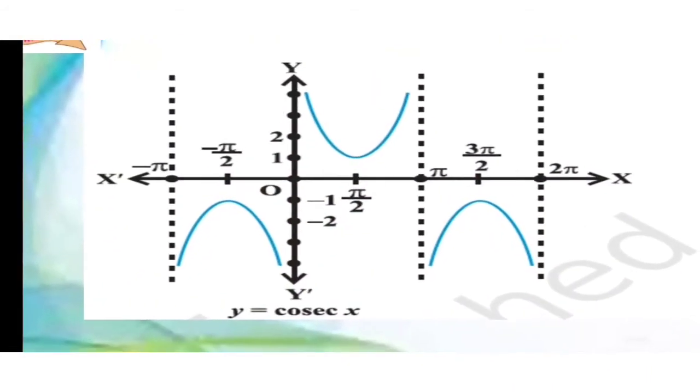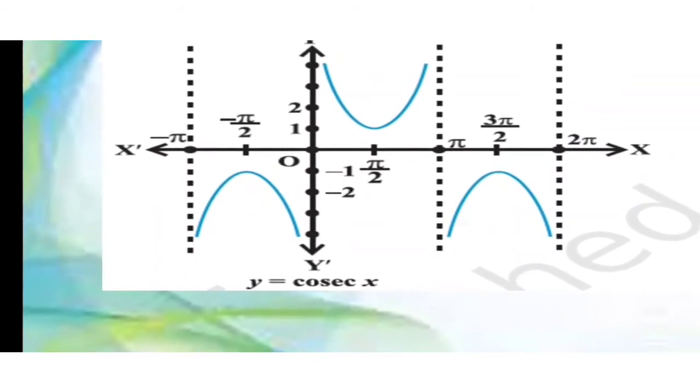And again we know cosec of 30 degree is 2, somewhere here, and cosec of 60 degree is root 2, somewhere here. So when we join these points, we get this type of graph. Here also, the cosec function repeats after 2 pi.